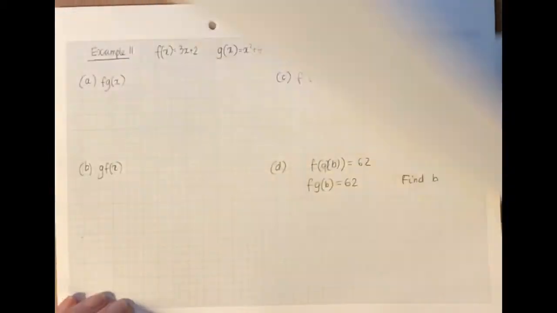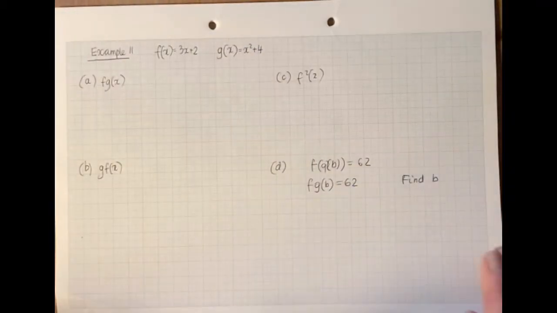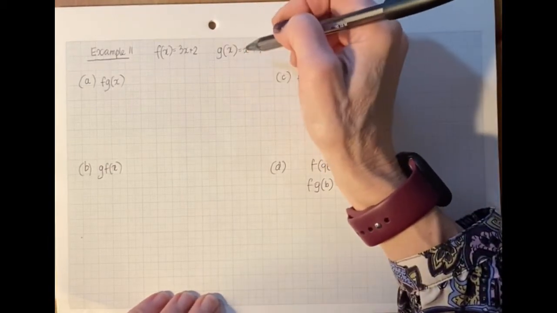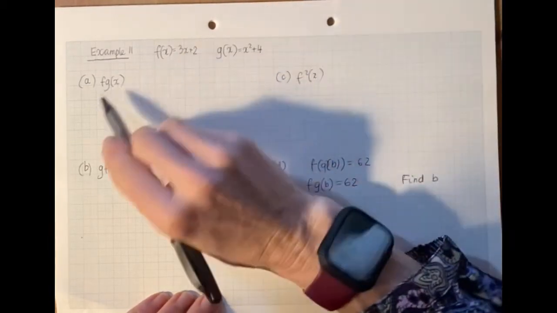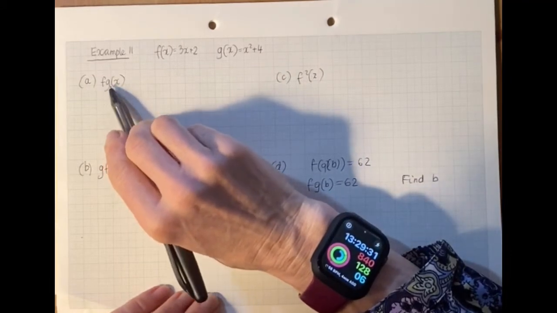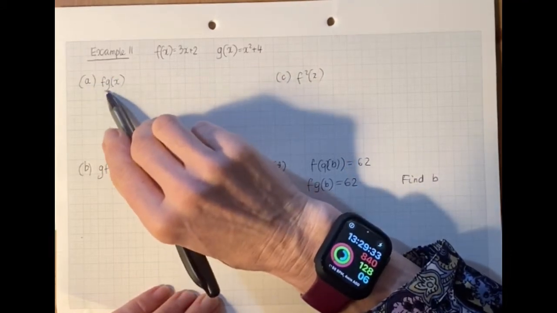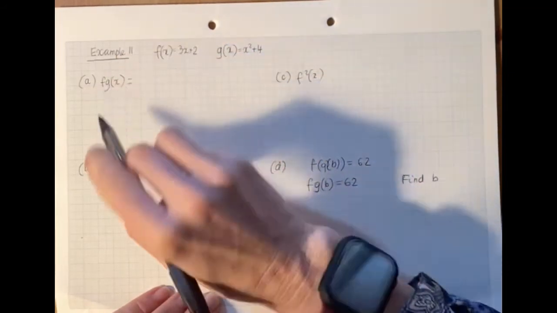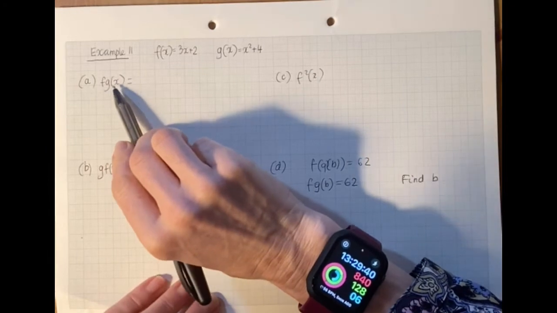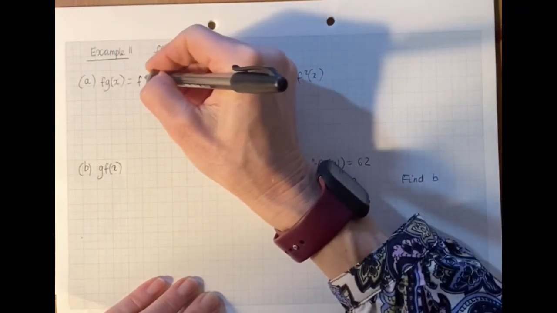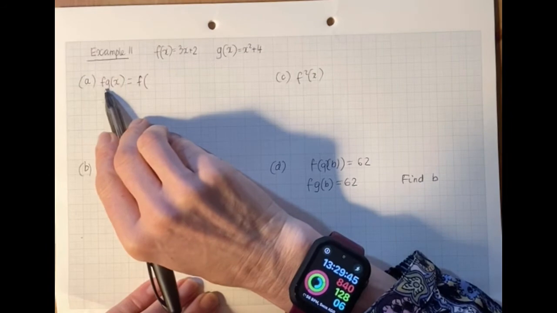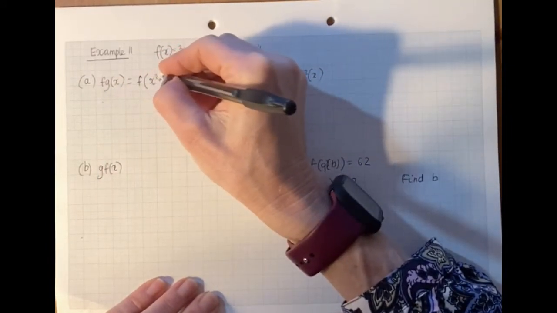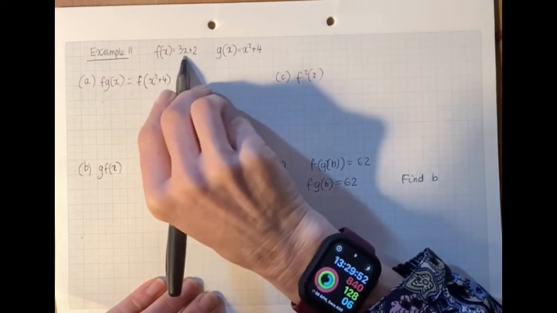So let's have a look at example 11. Here we've got two more functions. f of x is 3x plus 2, g of x is x squared plus 4. We are going to find f of g of x. This time, rather than evaluating it, we're going to find the overall rule for f of g of x. So that tells me, work out what g of x is, which is x squared plus 4. And then that becomes the input for my function f.